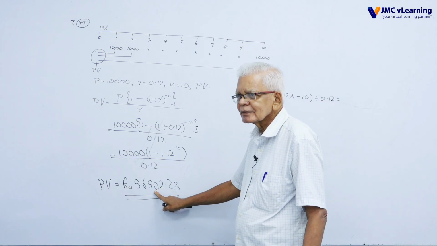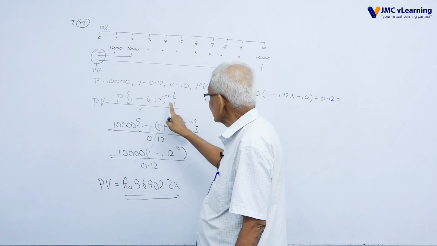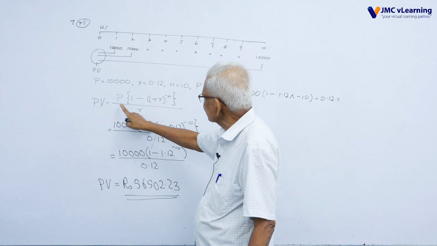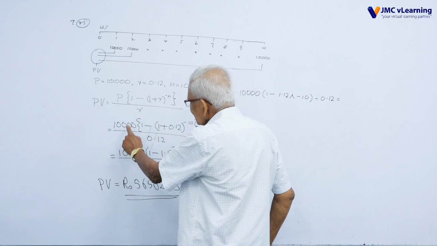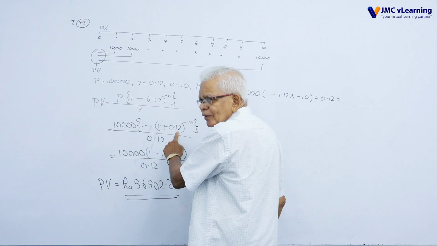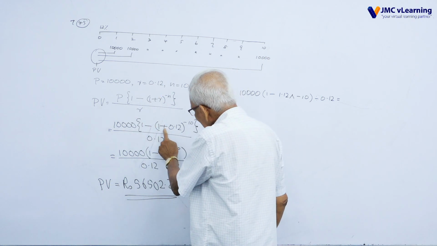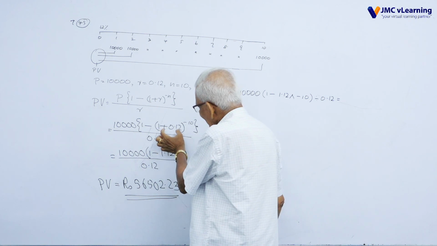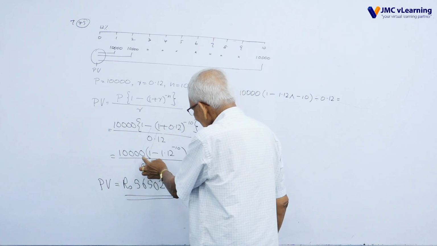You didn't get this answer? No, sir. Now look here, this is the formula, minus 10 here, right? You can make it positive quantity 1 over, right? But no need to do that one. P 1 minus 1 plus r to the power minus n over r. Then 10,000 here, correct no? 1 minus 1 plus 0.12 to the power minus 10 over r is 0.12. Then add these two, 1.12 to the power minus 10. 1 plus 0.12 is within bracket, no? Within bracket you can add these two. Then this is what you get.